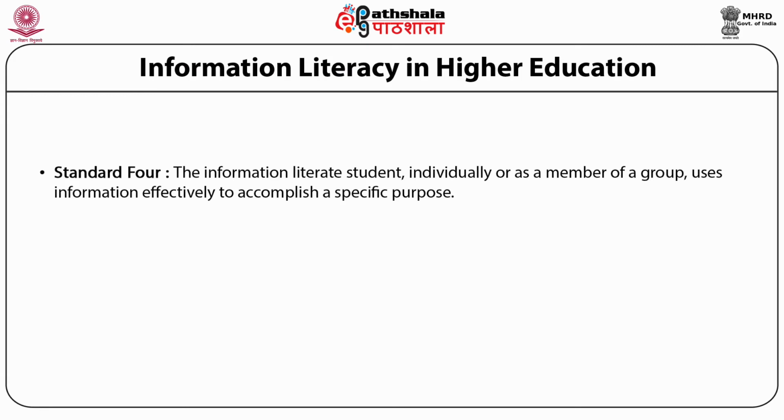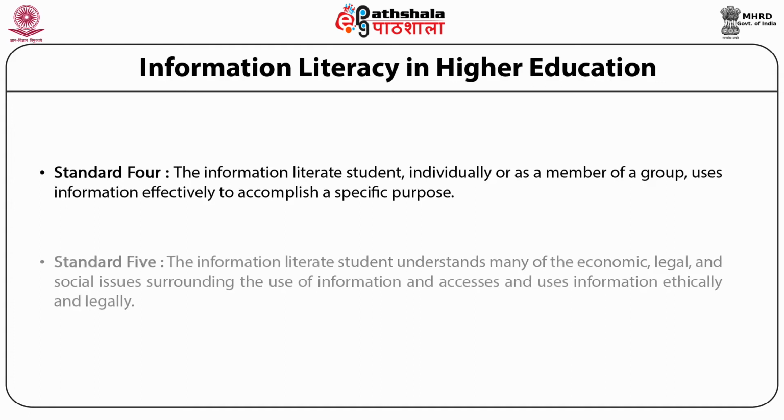Standard 4 is the information literate student individually or as a member of a group uses information effectively to accomplish a specific purpose. And the last, Standard 5, is the information literate student understands many of the economic, legal, and social issues surrounding the use of information and accesses and uses information ethically and legally.